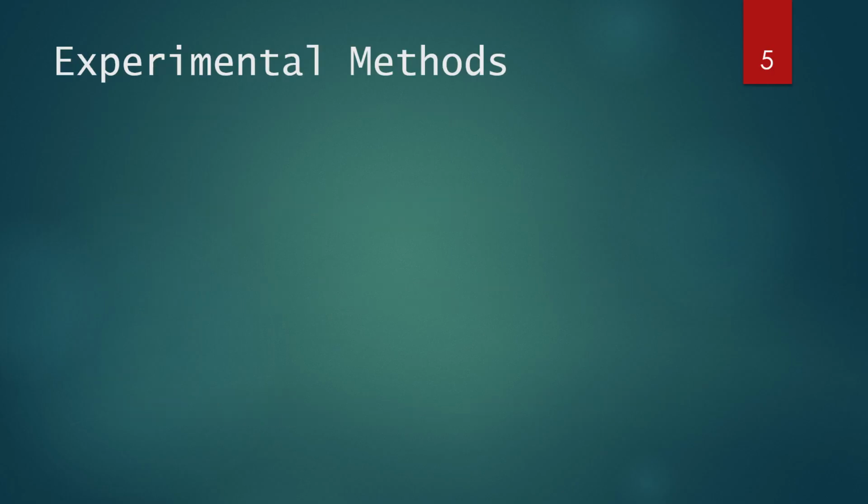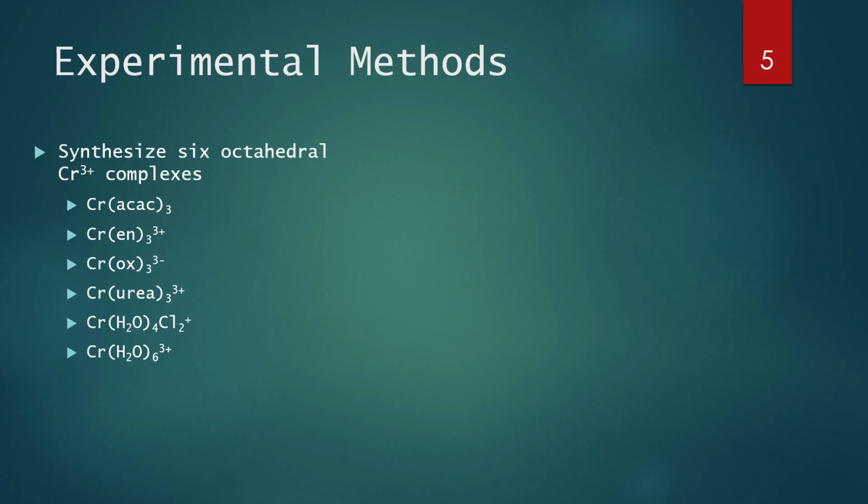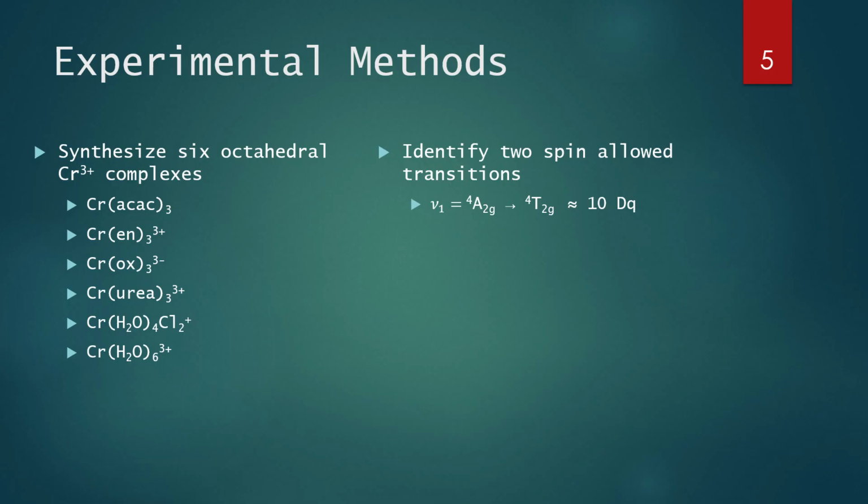So, how are we going to do that? Well, first we're going to synthesize 6 octahedral chromium complexes, as shown. More will be discussed about the ligands in particular. Then we will be identifying 2 spin-allowed transitions. The first one, quartet A2G to quartet T2G, is defined as 10dq or delta octahedral. The second transition, quartet A2G to quartet T1G, is then defined as 10dq plus 12B.